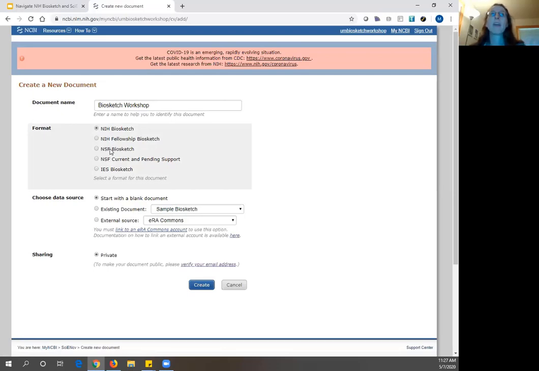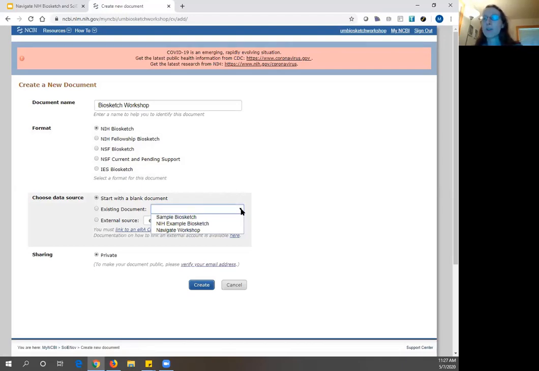So then under choose a data source, I'm going to start with a blank document, but other options are to start from an existing document. What you can see is this drop-down menu shows all the existing biosketches that I have in this account. This is where, if you had a starter biosketch, you could just start from that biosketch. It would basically just copy that biosketch and then you would edit accordingly. You can also, as I mentioned, pull in information from external sources. The examples right here are ERA Commons, ORCID, and actually NSF. So I'm going to go ahead and click Create.